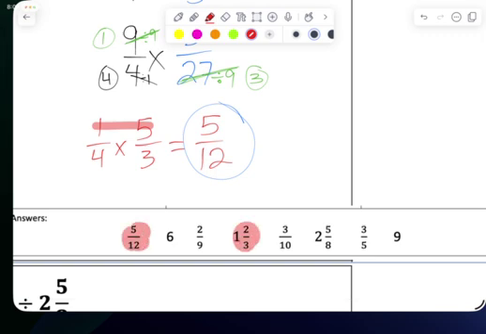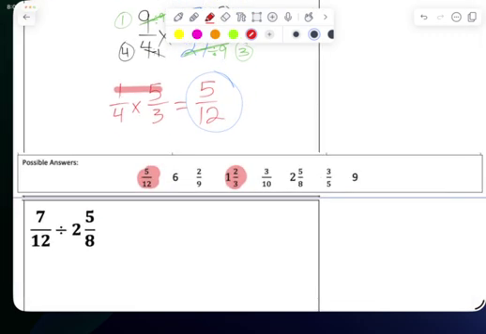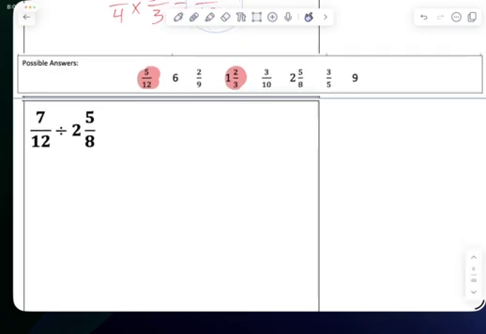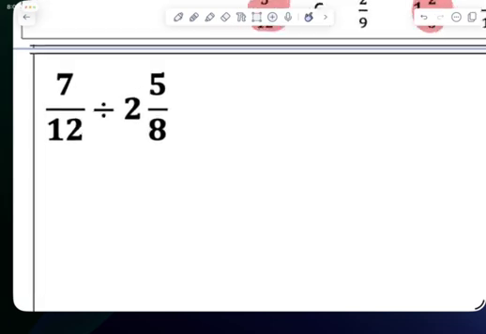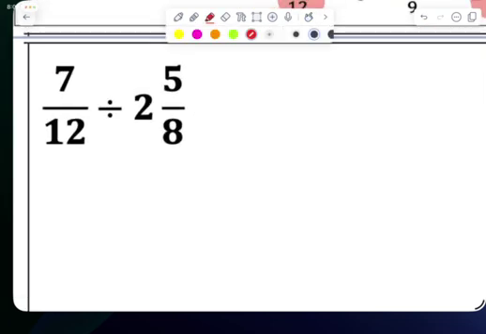So at this point we have these two. I'm going to do one more example. If you think you got it and you want to work, that's fine. Just don't interrupt the work of the other kids who are still watching me. In the last example, it's 7/12 divided by 2 5/8. Make sure you can find this on your page.